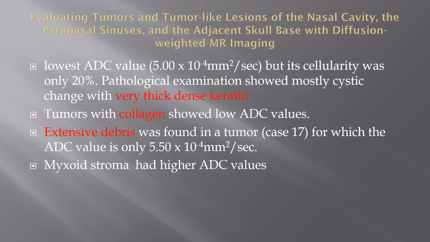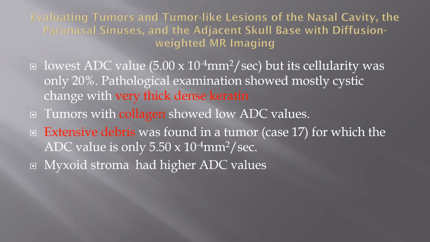And here's a somewhat interesting paper that I had written where we looked at tumors in the skull base and paranasal sinuses. A number of unique pathologies had some areas of restricted diffusion, and one had higher ADC values. We also found areas of restricted diffusion in a lesion that had some very thick, dense keratin. Tumors that had collagen showed low ADC values. And somewhat surprising, tumors with extensive debris or necrosis had ADC values that were decreased.